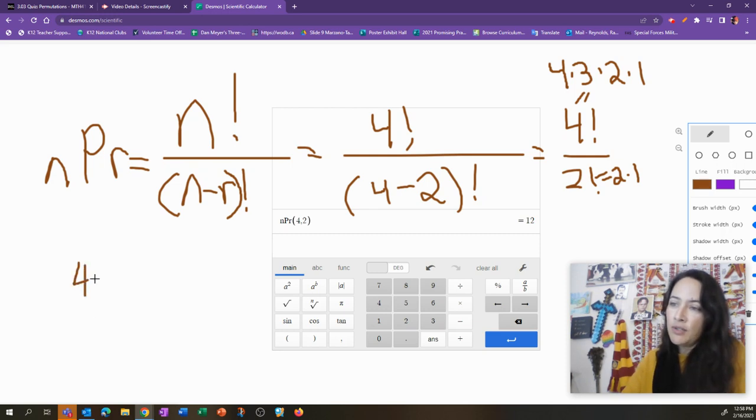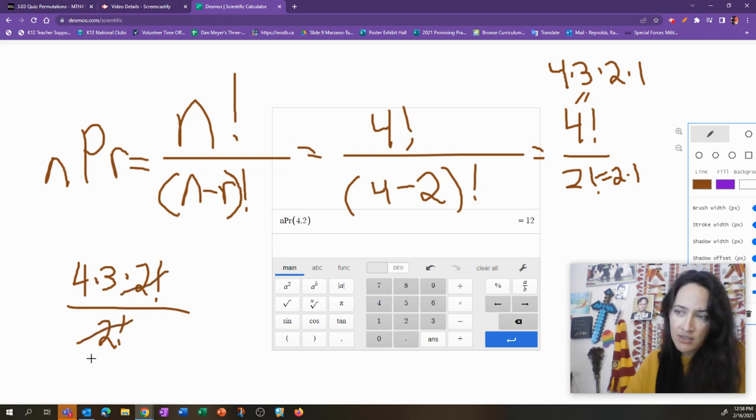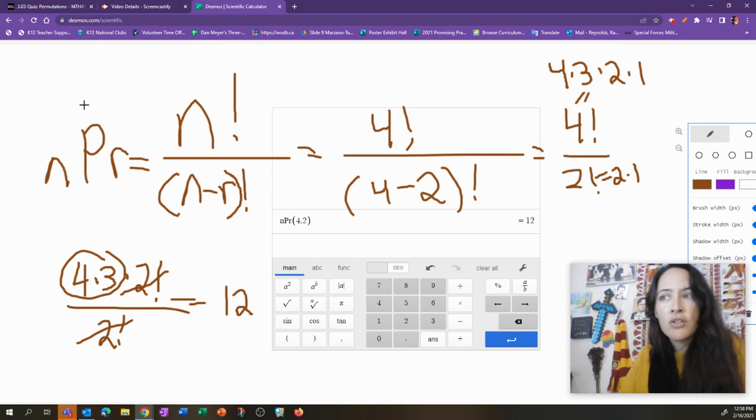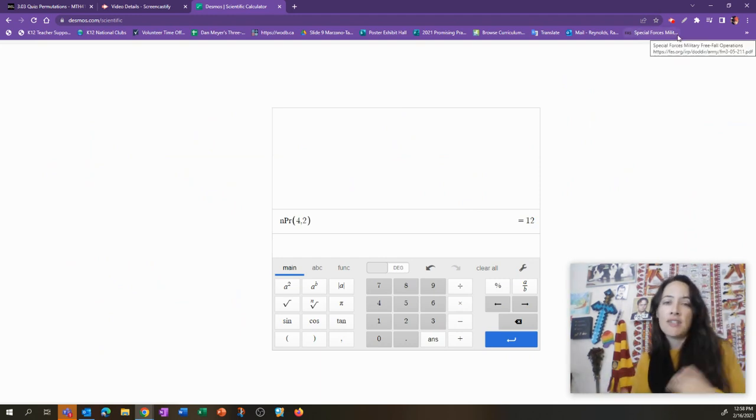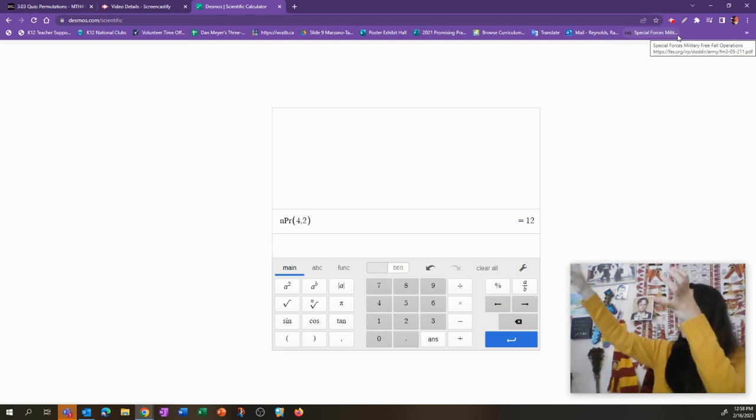The neat thing is you could do 4 times 3 times 2 factorial. See what I did there? I broke it up. Over 2 factorial. And then just like every division, those simplify and you're left with 4 times 3, which is 12. Okay? So that is the hand calculation for this new equation, this new button on our calculators. And again, that means there are 12 different permutations to have 4 of something and arrange 2 of them, right? You take this one with that one.